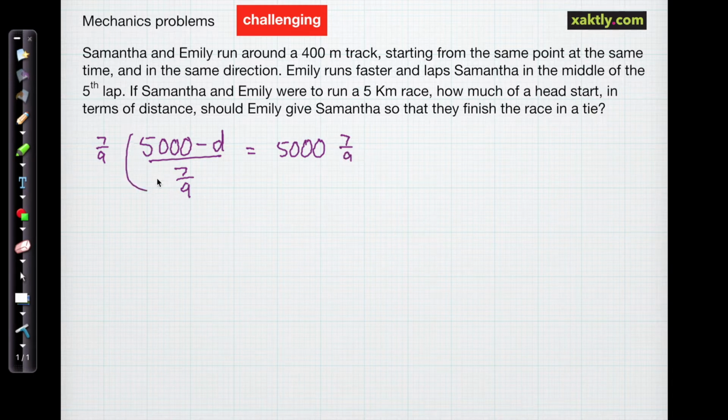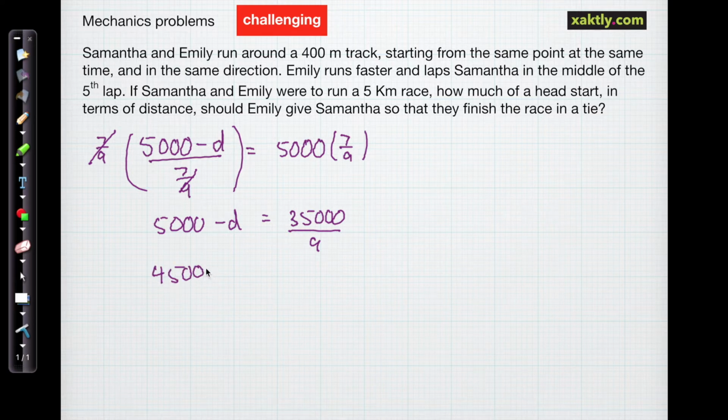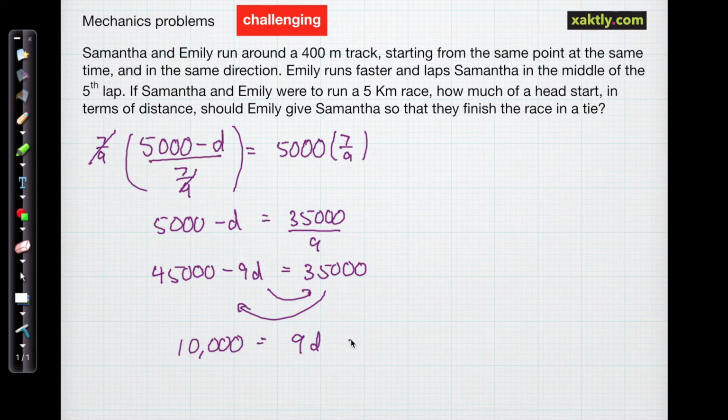If we multiply both sides by 7/9, we'll clear that 7/9 on the left, get rid of that fraction in the denominator. And so we have 5,000 minus d is equal to, let's see, 5,000 times 7 is 35,000 over 9. We'll multiply both sides by 9 to get 45,000 minus 9d is equal to 35,000. And then I can move the negative 9d over to the right and the 35,000 over to the left. And I get 9d is equal to 10,000. And then 10,000 divided by 9 to get the distance is going to be 1,111 meters, or 1.11 kilometers. So that's the head start that Emily's going to need.